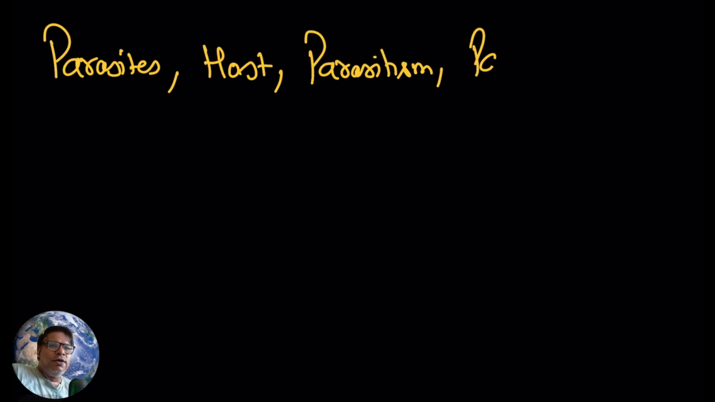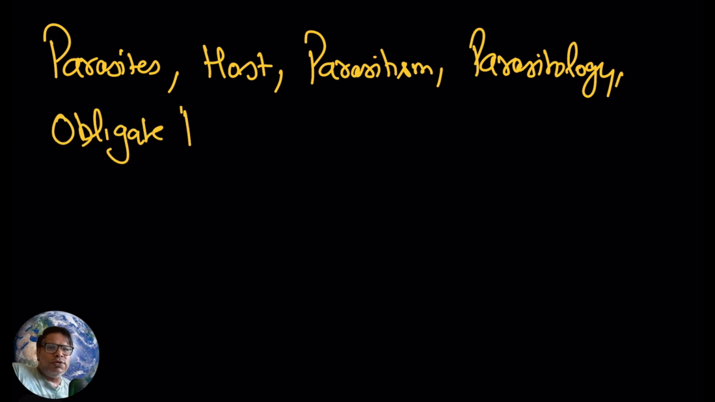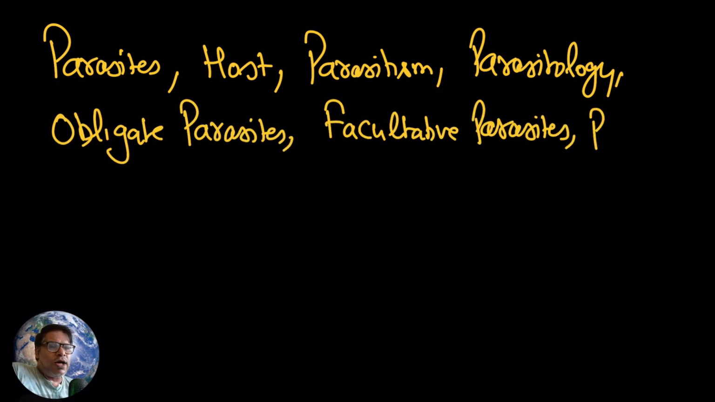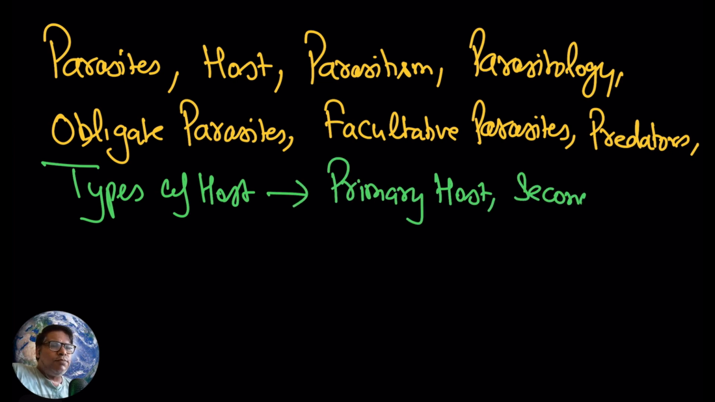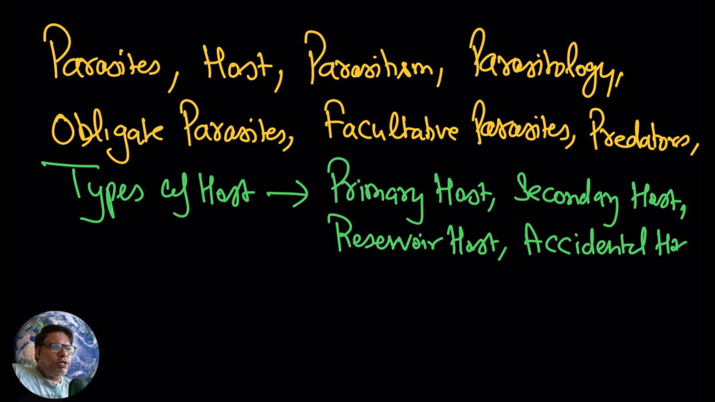Now hopefully through this video you have learned clearly what is parasite, what is host, what is parasitism, what is parasitology, what are obligate parasites, what are facultative parasites, what are predators, and the difference between parasites and predators. We have discussed different types of host, like primary host, secondary host, reservoir host, and accidental host. All these terms you have learned clearly with examples.